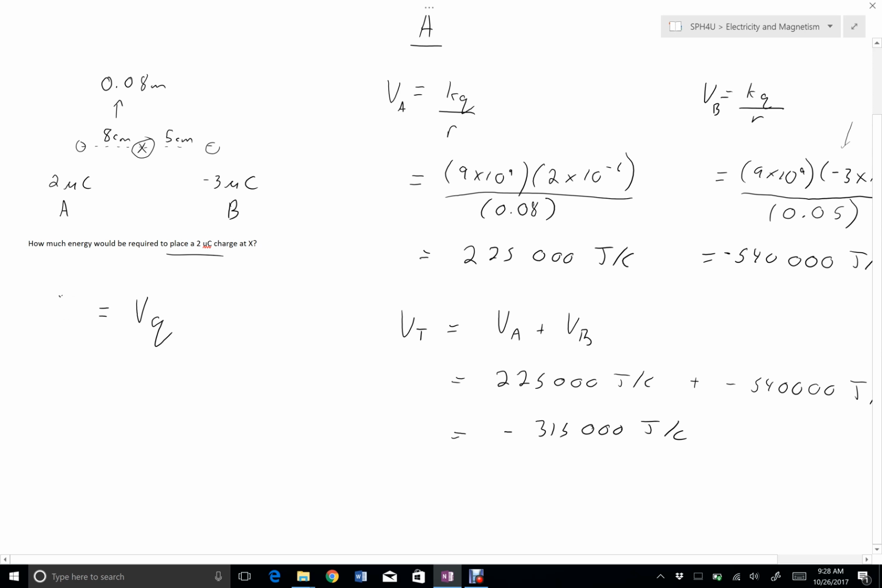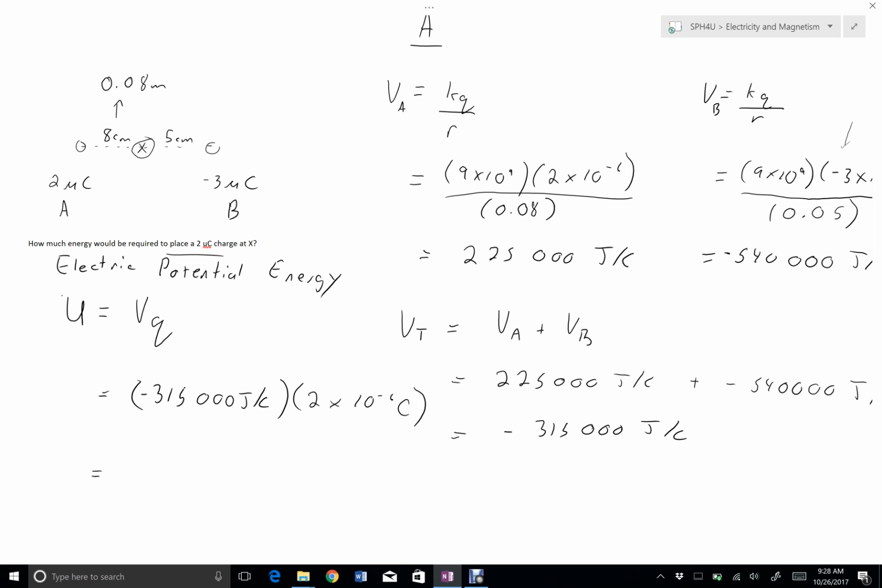You know what, let's stick with the U for energy so that we don't mix it up with electric field. I know I used a U there, but that represents electric potential energy. I just don't want to mix it up with electric field. So my voltage is negative 315,000 joules per coulomb. And remember, microcoulombs, 10 to the negative 6, so 2 times 10 to the negative 6 coulombs, and I get 0.63 joules of energy.